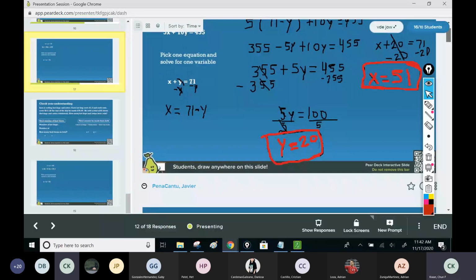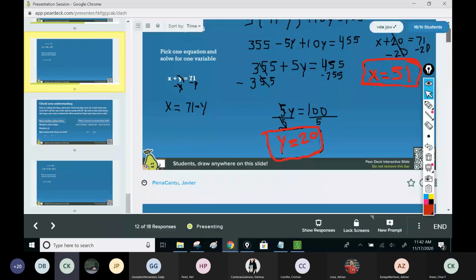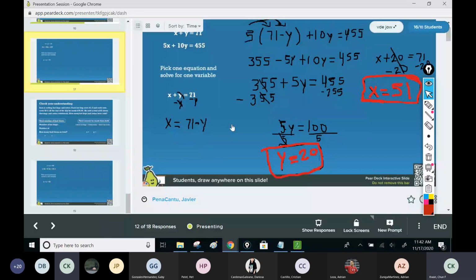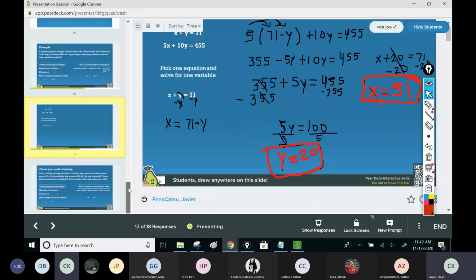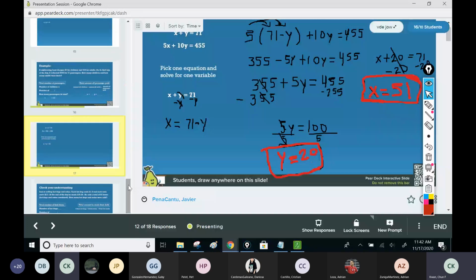All right, so if you got x equals 51, y equals 20, you got it correct. So that means there are a total of 51 children and 20 adults. 51 children and 20 adults.